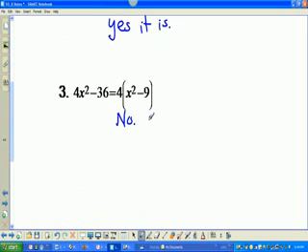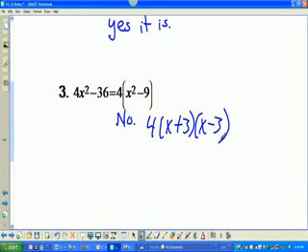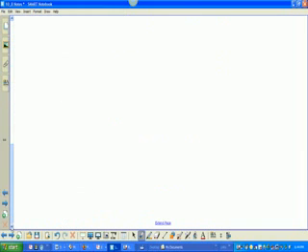Now, if I take a look at question 3, unlike question 2, notice this is a difference of squares, so no, this is not factored completely because I can factor x squared minus 9 into x plus 3 times x minus 3. And there you go.